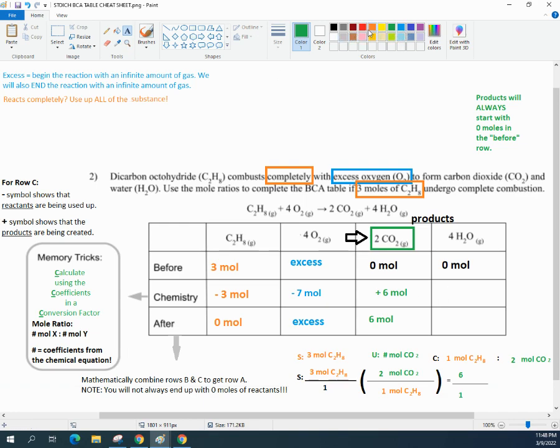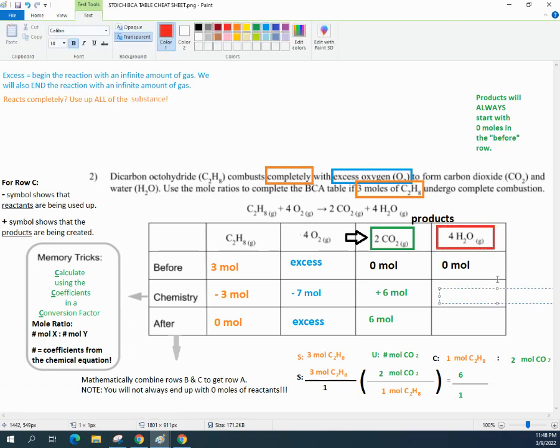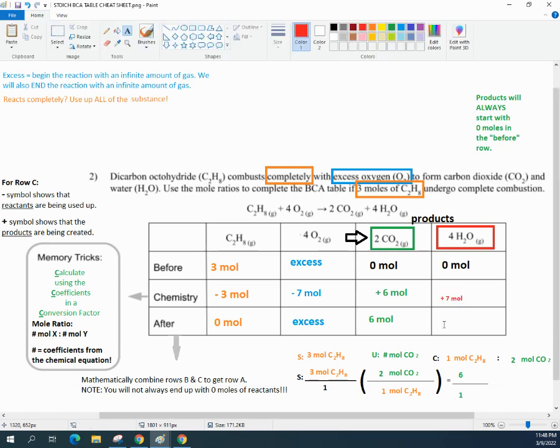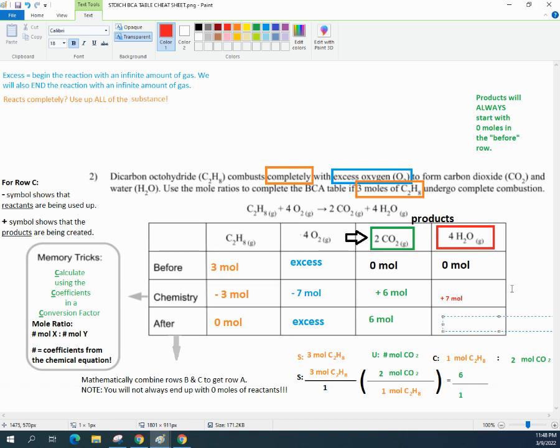That means we are going to be absolutely using this mole ratio, not using any math. We're going to type this in, and because we are products, we are gaining. So it'll be plus, and we have 7 moles of water. And then, of course, we want to make sure that we add B and C together to get our final fill in the blank, 7 moles.